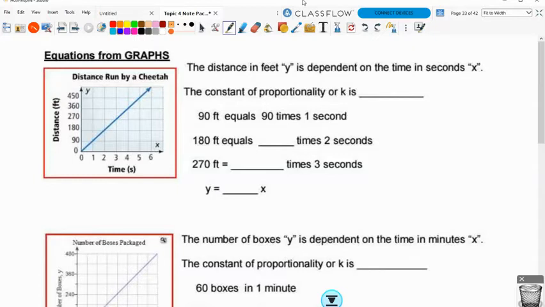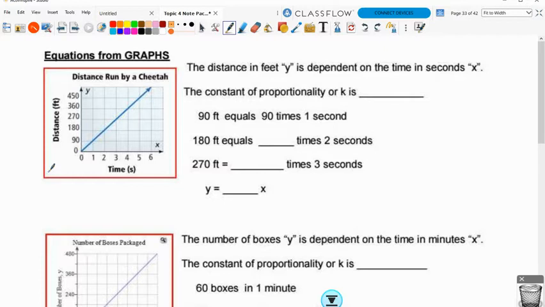In our lesson today, we're going to do a nice review of proportional relationships, and we're going to start by looking at graphs. From a graph, we said before that a proportional relationship looks like a straight line that's passing through the origin. And so if we look at our first graph here, it says it's the distance run by a cheetah. We can see the time in seconds along the x-axis, the distance in feet along the y-axis, and our graph here definitely shows a straight line that is passing through the origin right here at 0, 0. So this graph represents a proportional relationship.